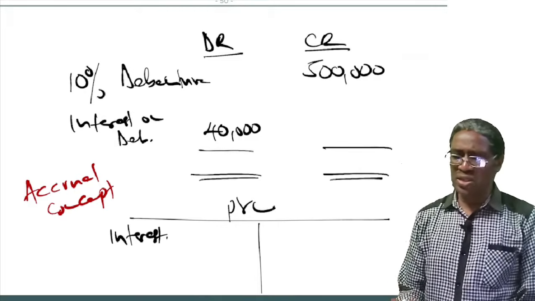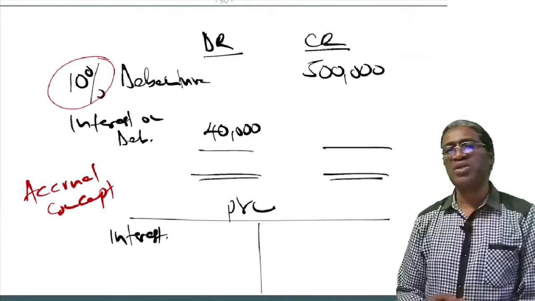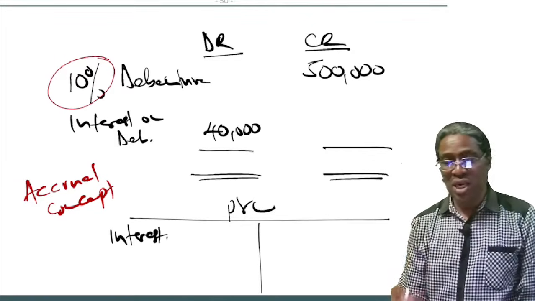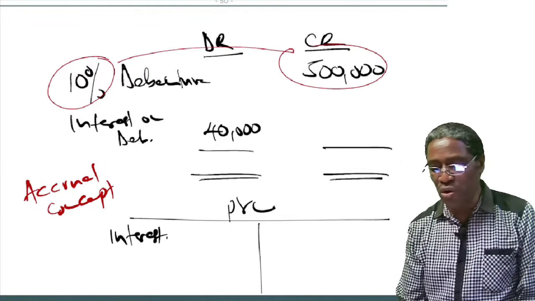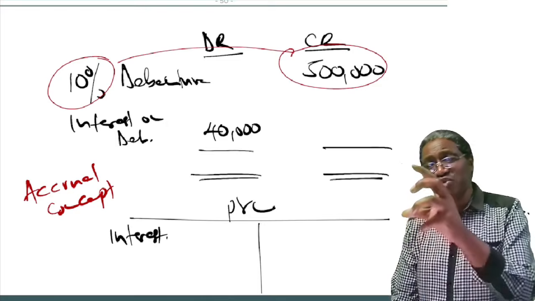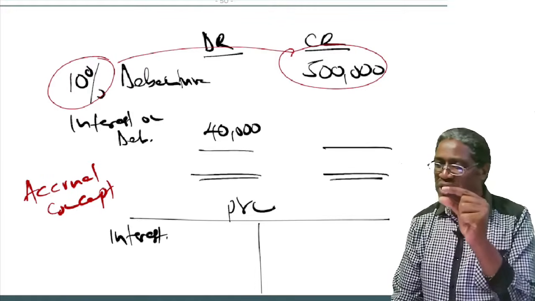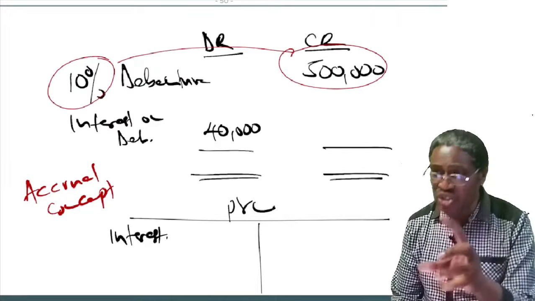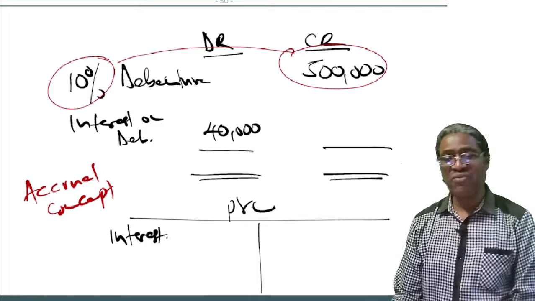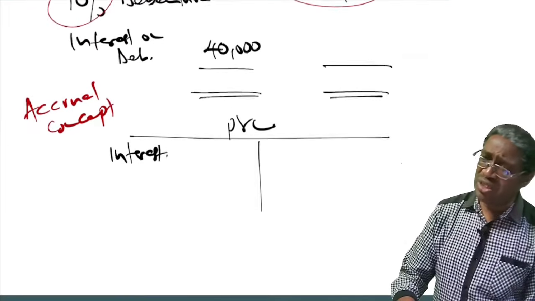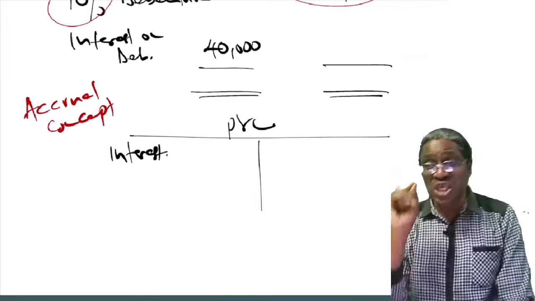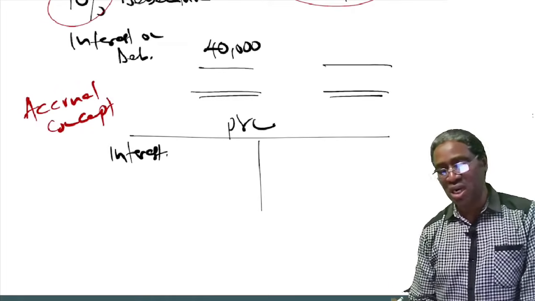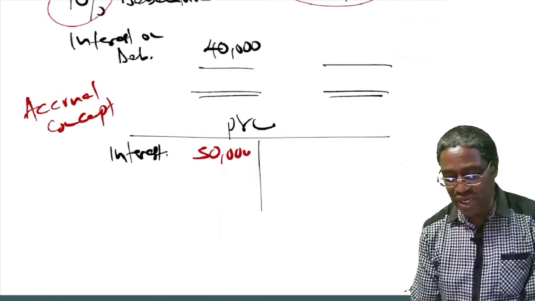So according to this trial balance, the company has a 10% debenture. So every year they are supposed to pay their debenture holders interest at the rate of 10%. So 10% of 500,000 comes to 50,000. That becomes the charge for the year. And so when you are preparing the income statement for this company, you get the charge for the year. How much was incurred? That is the charge, and the amount incurred is 50,000. That's what you debit in the P&L account.